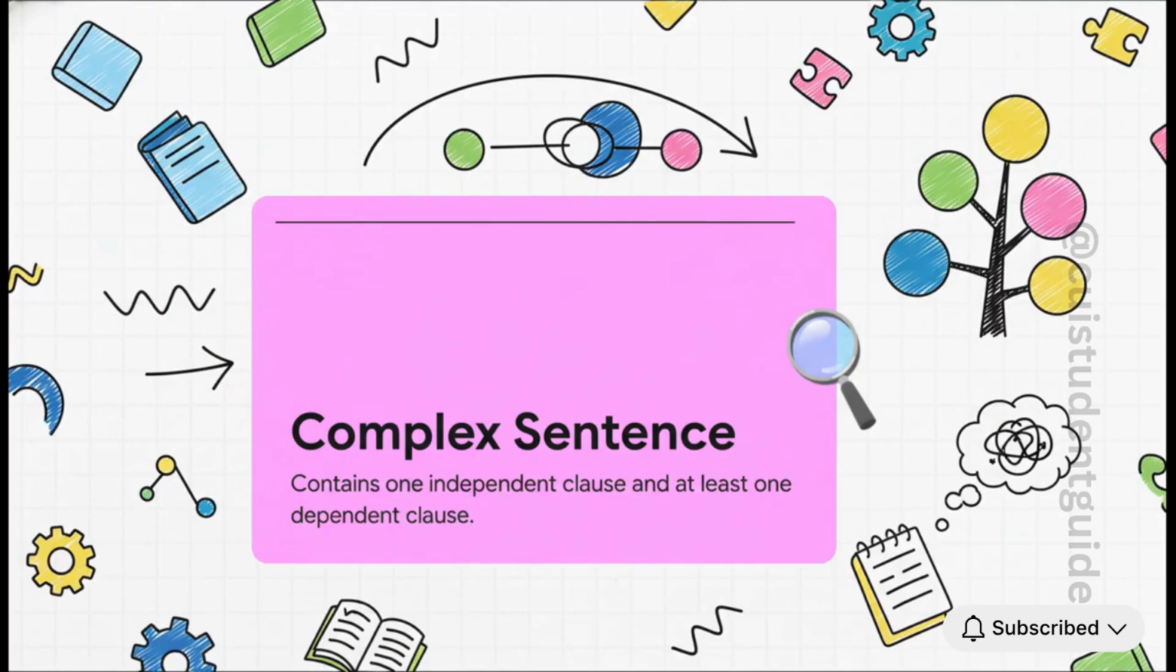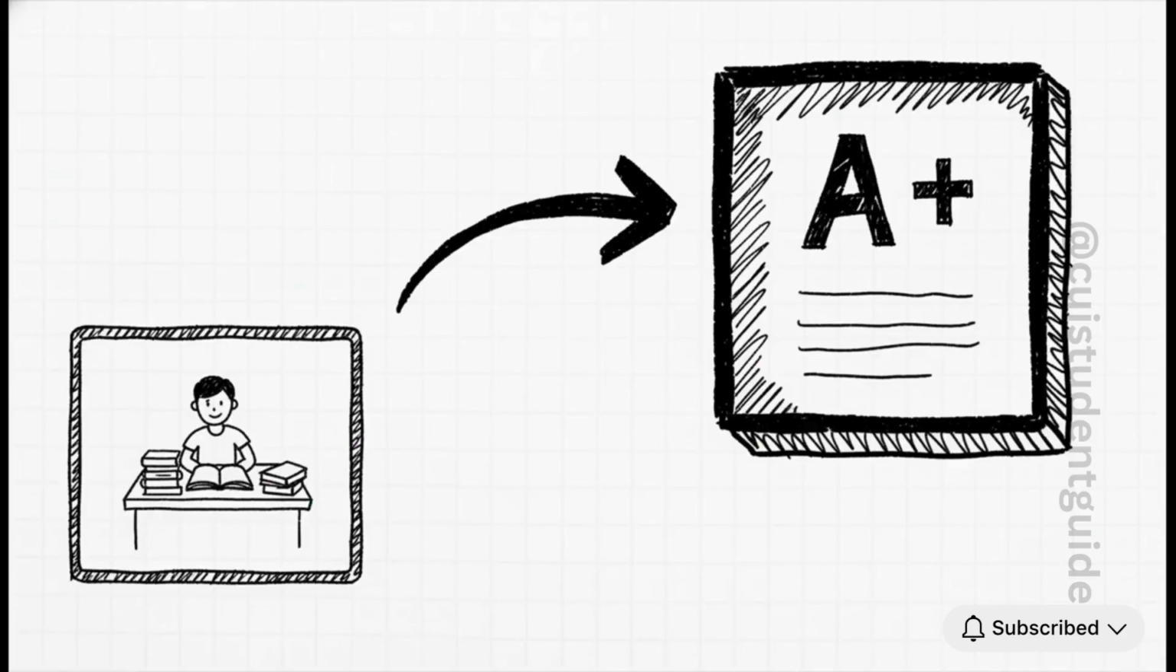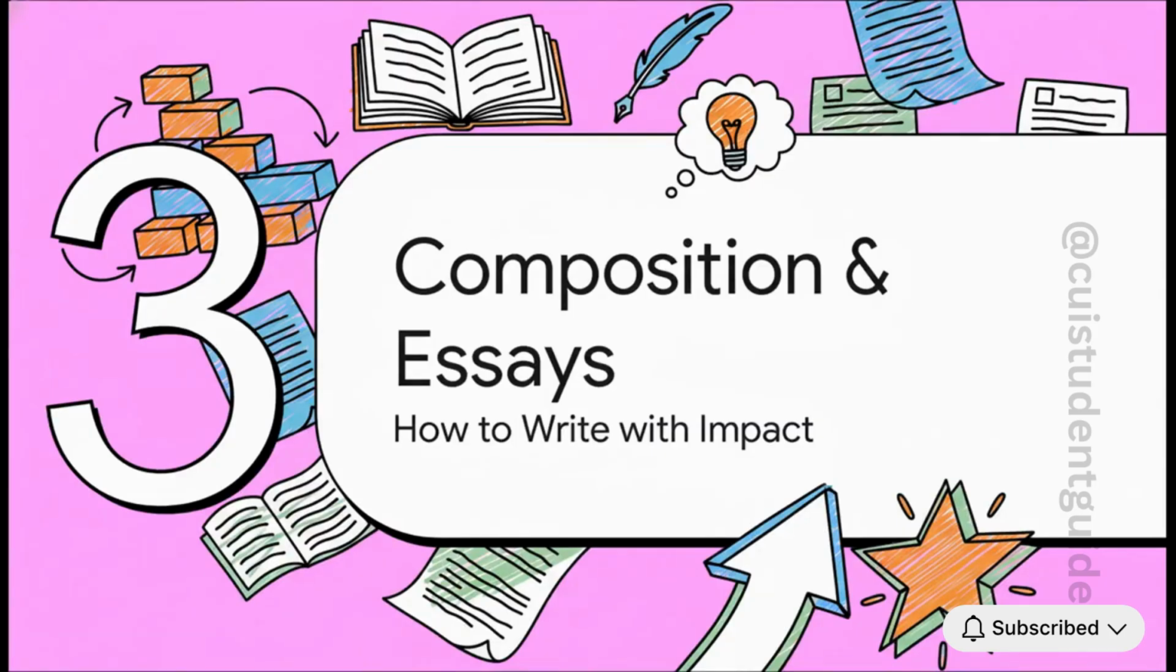Ready for the next step? The complex sentence. This is where you combine a main idea with a supporting idea, one that can't really stand on its own. This is your go-to move for adding rich detail and explanation. Take this example. "He gets good grades because he studies daily." The main point is, he gets good grades. The extra bit, because he studies daily, tells us why. This structure lets you show cause and effect, which, let me tell you, is a vital skill for any kind of analytical essay.